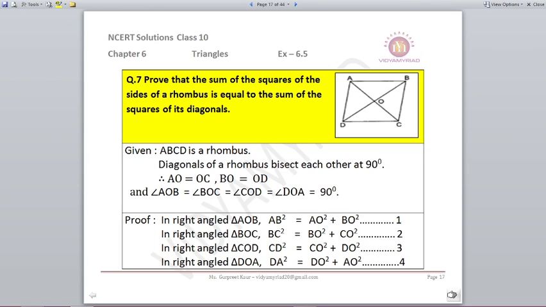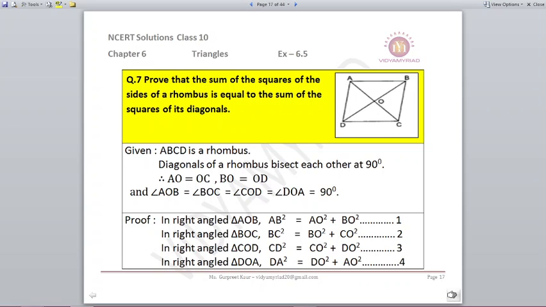Question number 7. Prove that sum of the squares of the sides of a rhombus is equal to the sum of the squares of its diagonals. So what does it mean? Sum of the squares of the sides means AB square plus BC square plus CD square plus DA square will be equal to sum of the square of its diagonals. What is diagonals? AC square plus BD square.